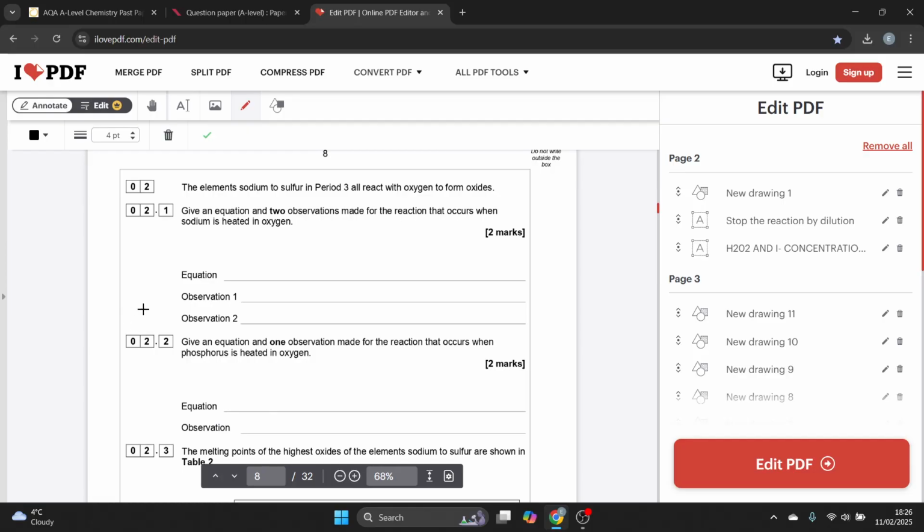Question 2. Elements in period 3 all react with oxygen to form oxides. Give the equation and the observation for the reaction that occurs when sodium is heated in oxygen. Sodium solid plus O2 gaseous to form, well, what do I form?